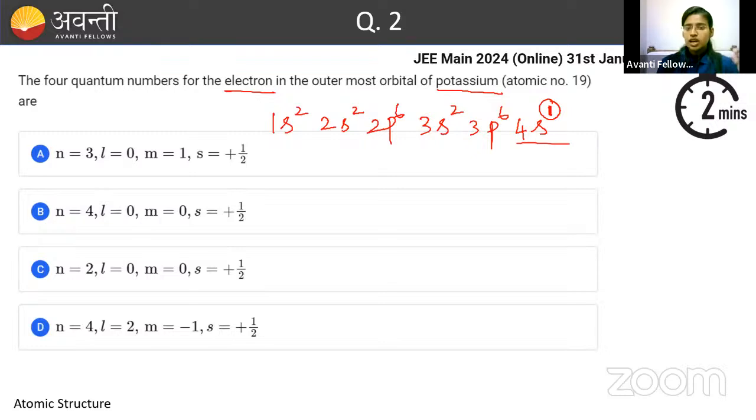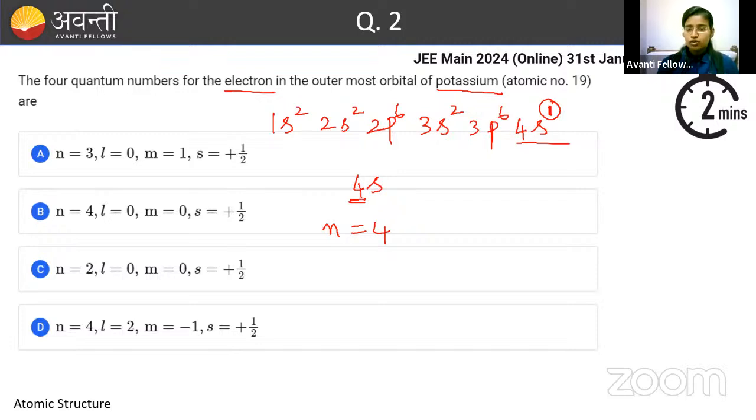So what we have to do? We have to take the 4s orbital and do all the things. What is the n value? n is equal to 4. n is equal to 4 is given in option B and in option D. So either one of these options should be the correct answer.